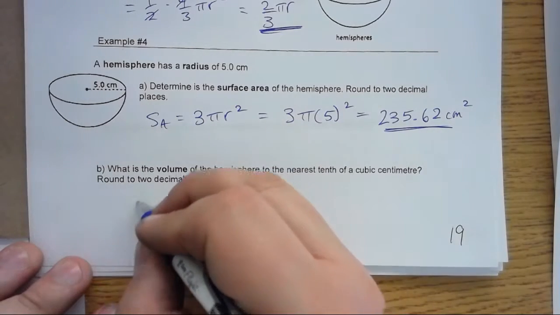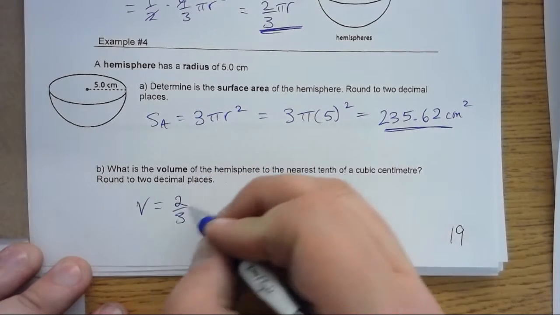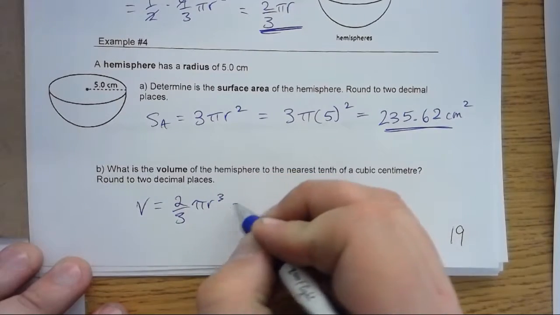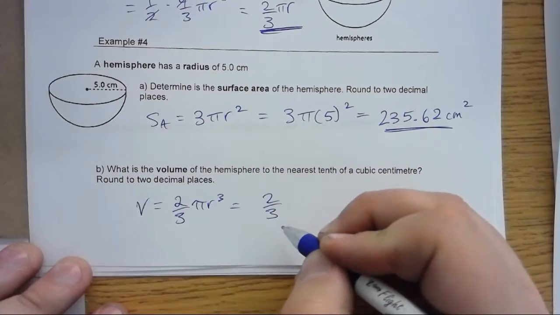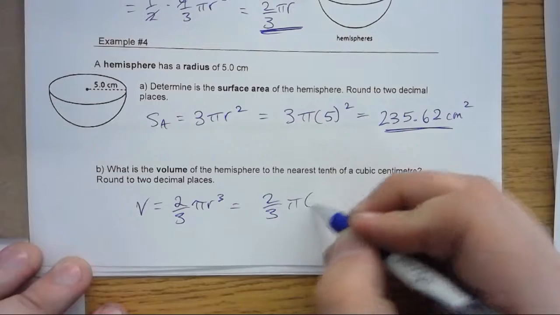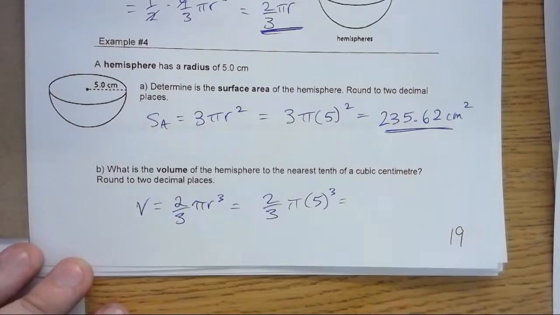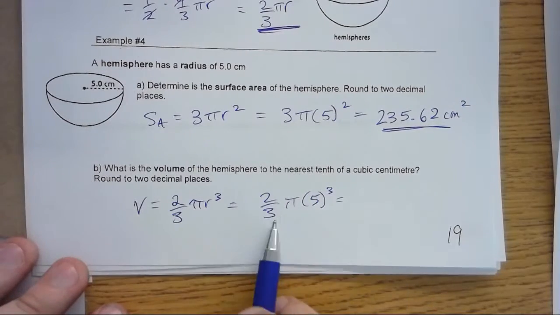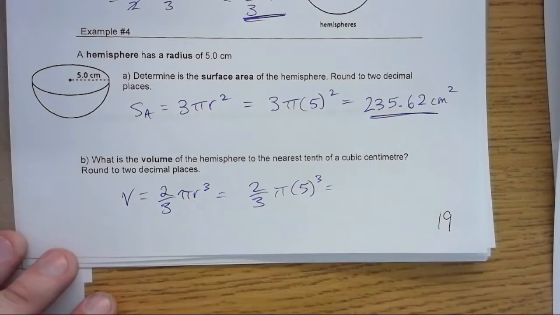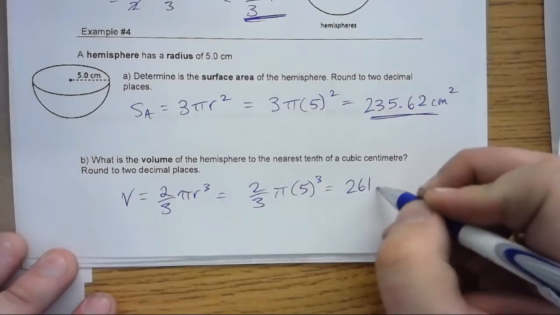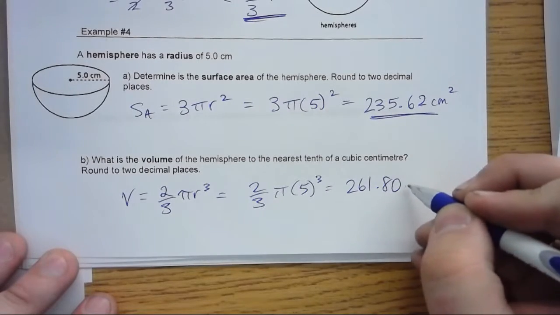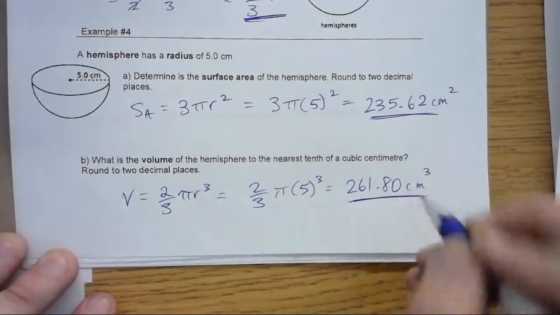And for the volume, the one we just did, it's 2/3 pi r cubed, which is 2/3 times pi times 5 cubed. When I punch buttons on that, and again I use my fraction button when I punch these in, I got 261.8, which rounds to 261.80 centimeters cubed.